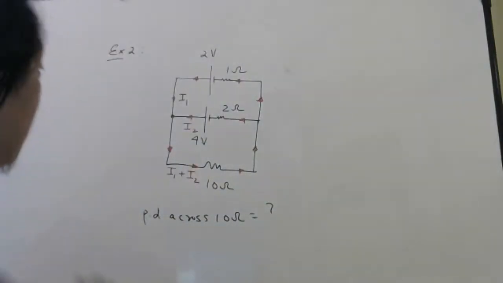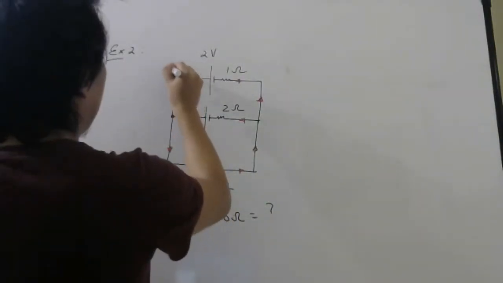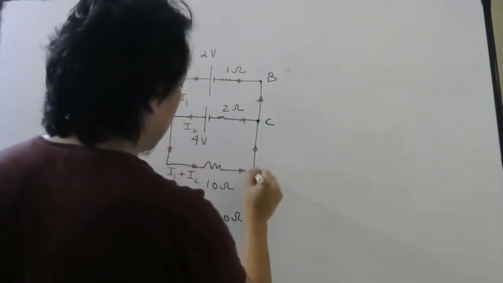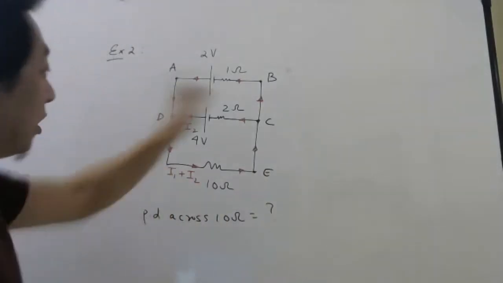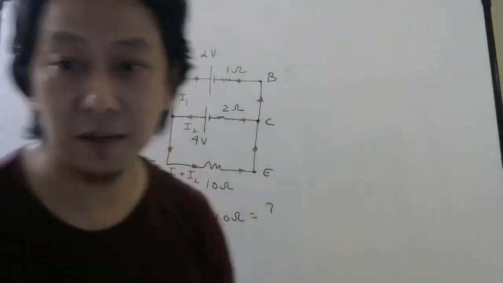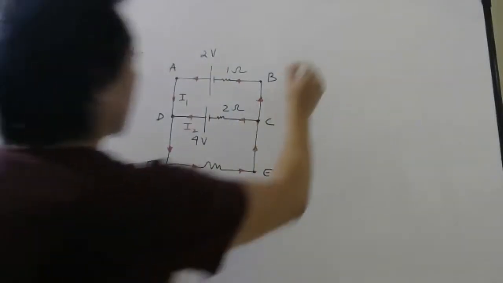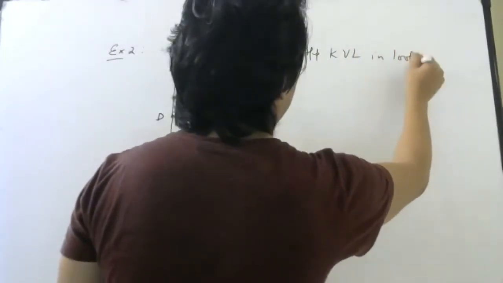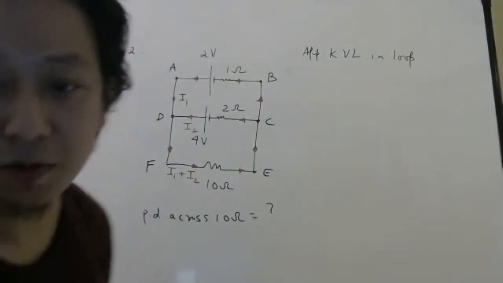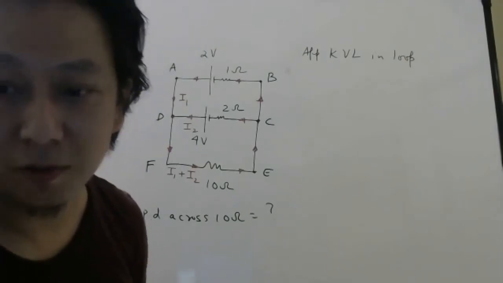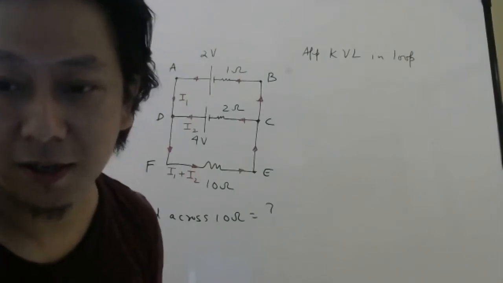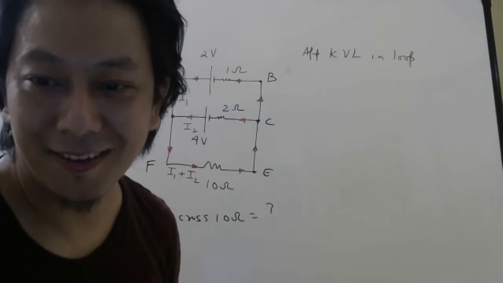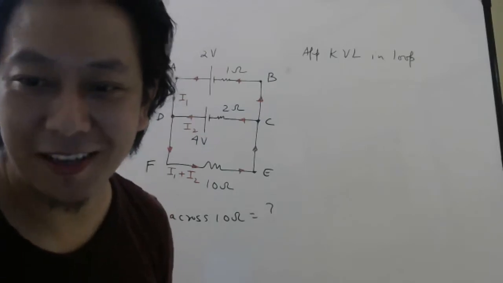Okay, once you have done this, now give names to these points. Let's say A, B, C, D, E, F. How many loops are there? Because we have to apply KVL. So applying KVL in a loop. How many loops are there? 2 loops. Very good. Once I say very good, many of you will write 2 loops now. 2 loops. Are you seeing carefully or not?